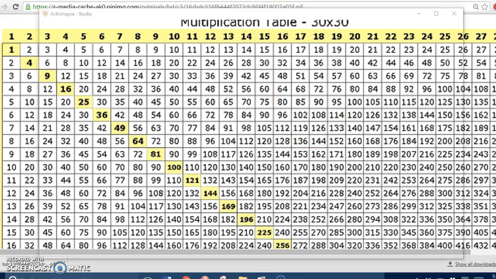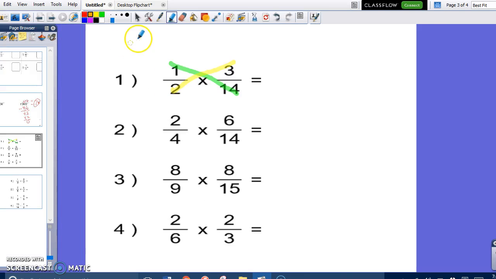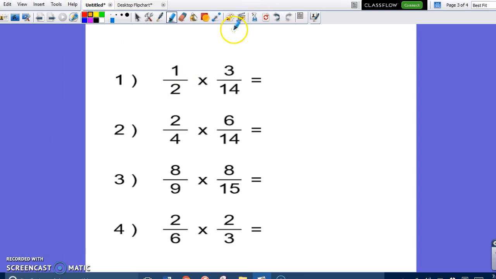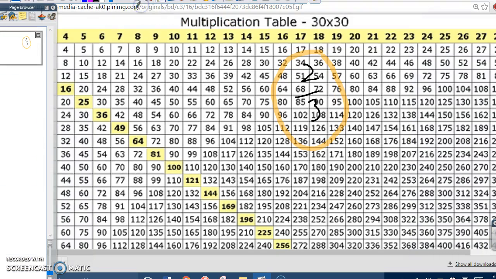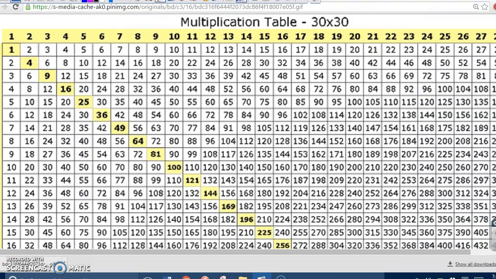So now I know when I multiply straight across, I don't have to worry about if I have to reduce at the end, especially with this one. So let's just go ahead and multiply across. 1 times 3 is 3. And then 2 times 14. Not sure what 2 times 14 is? Check it. 2 times 14.